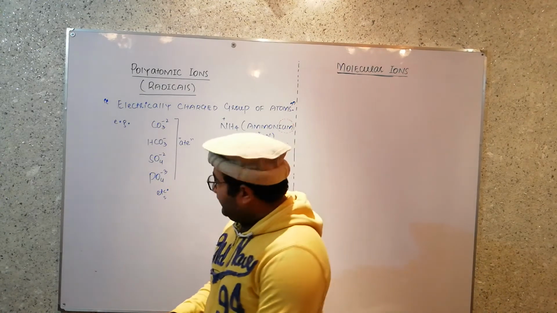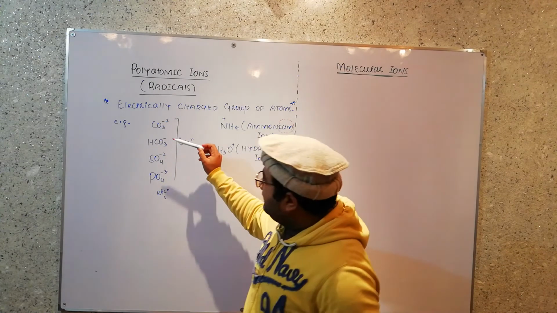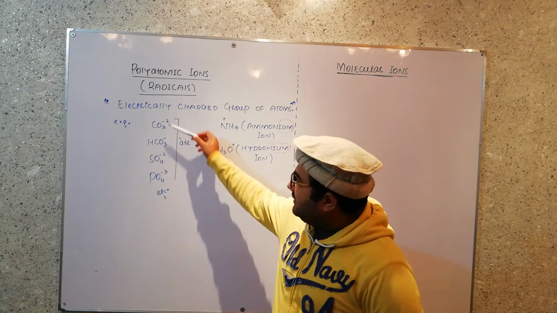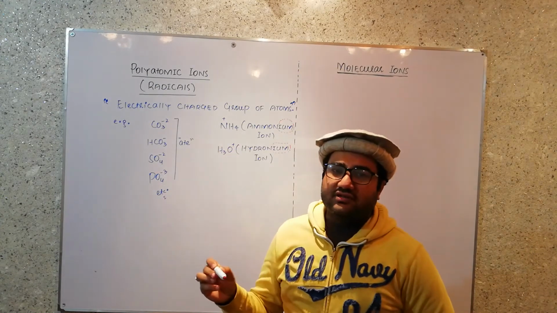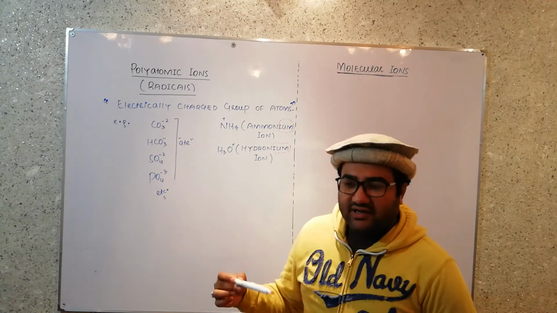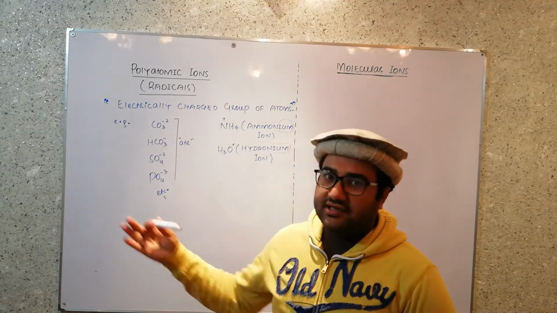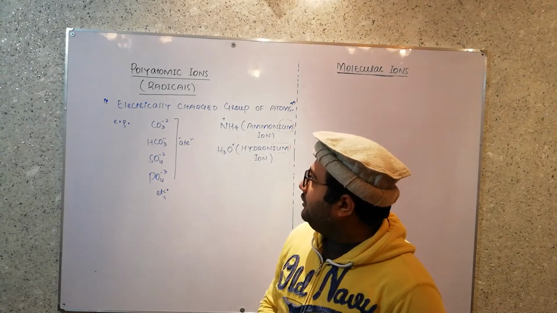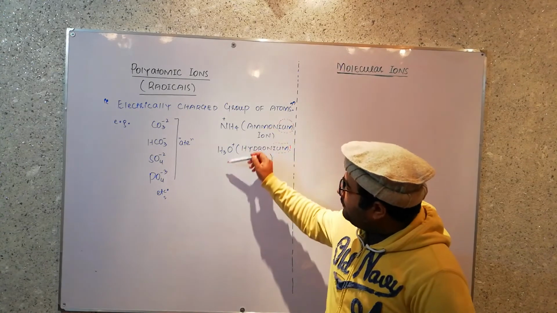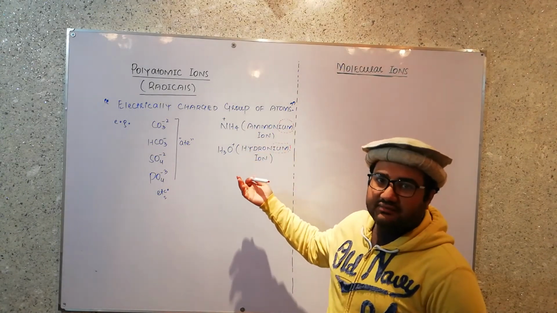Now there is one thing to note. When I have quoted the examples of the negative polyatomic ions, I have quoted 4 examples, and I have quoted these 4 examples because they are very common. Otherwise, there is a huge list: cyanide, CN minus. There is a huge list of the polyatomic ions or radicals. But when we talk about the positive polyatomic ions, there are only 2 famous examples.